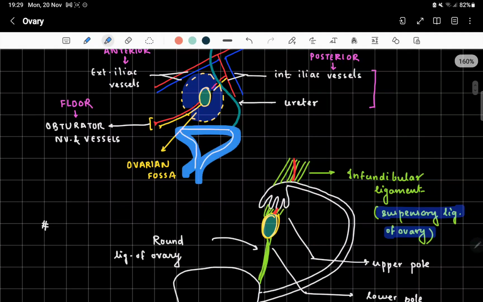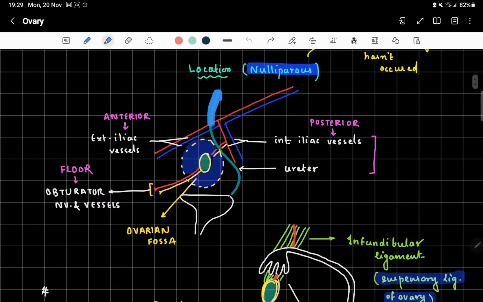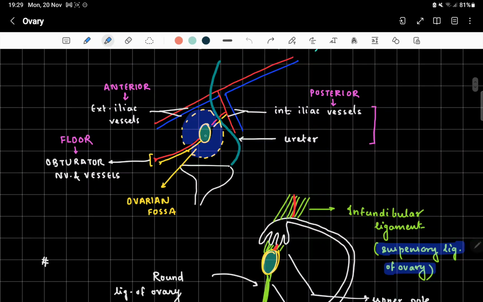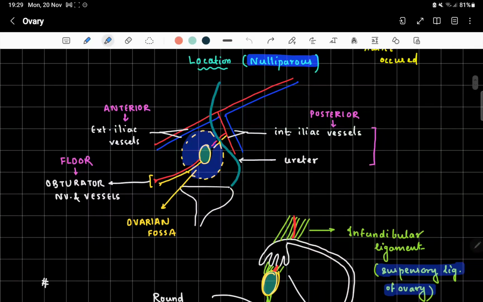So you have the urinary bladder here, and the ureter is like this. The ovary is present over here, in this part. This green structure, you can see, is the ovary. The cavity in which the ovary is present is called the ovarian fossa.